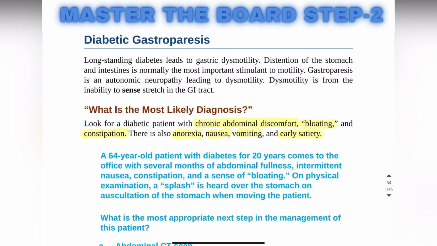Today the topic of discussion is diabetic gastroparesis. So what about it? Normally, the distension of the stomach and intestine is the most important stimulant for motility. But in gastroparesis, there is a neuropathy that leads to dysmotility in the form of inability to sense the stretch in the GI tract. So this neuropathy leads to the delayed emptying of the stomach.